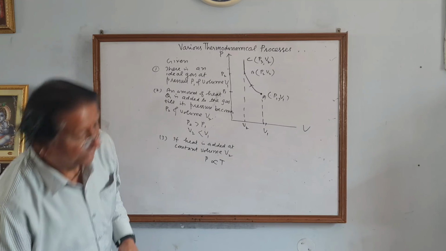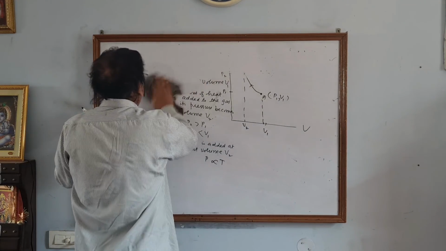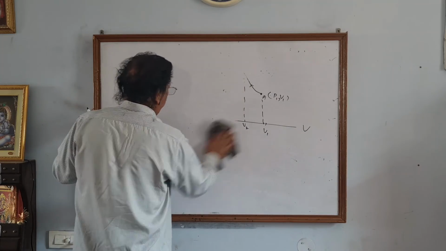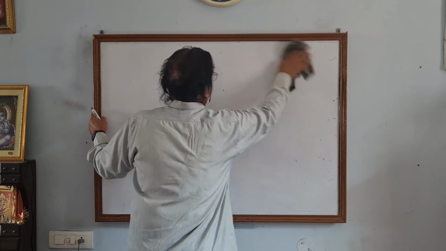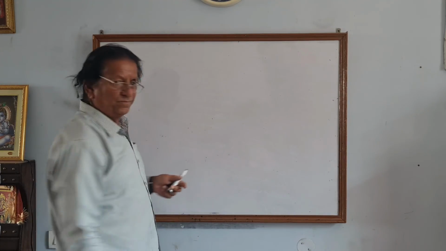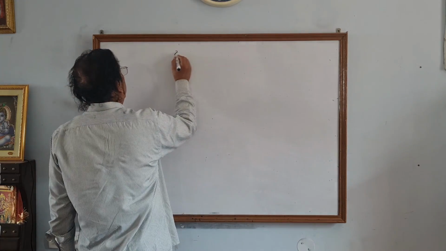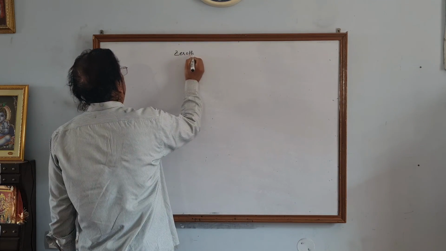Okay? Yes, sir. So these were the various processes, then showing them graphically and identifying the various processes graphically. Now you have the zeroth law.